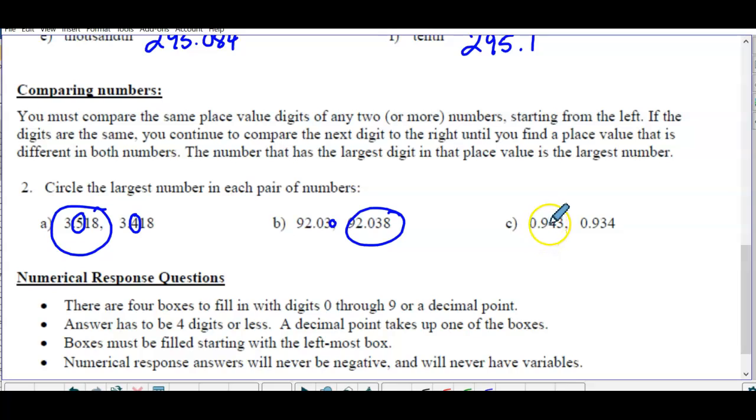Here 0.943, 0.3934, same digits, just not in the same place values. So the 9s are good, but this is 4 and this is 3. So this is bigger.